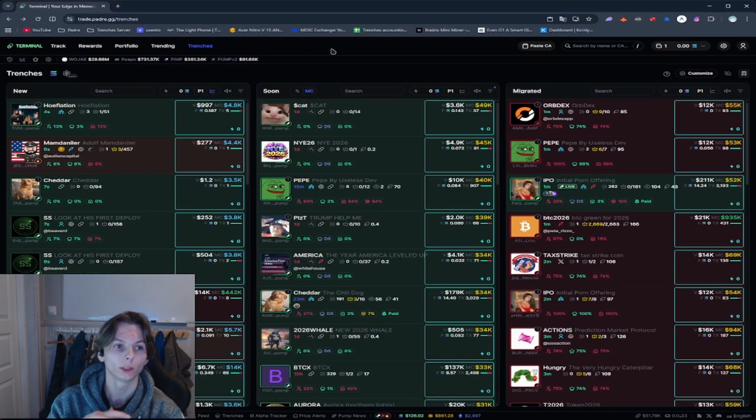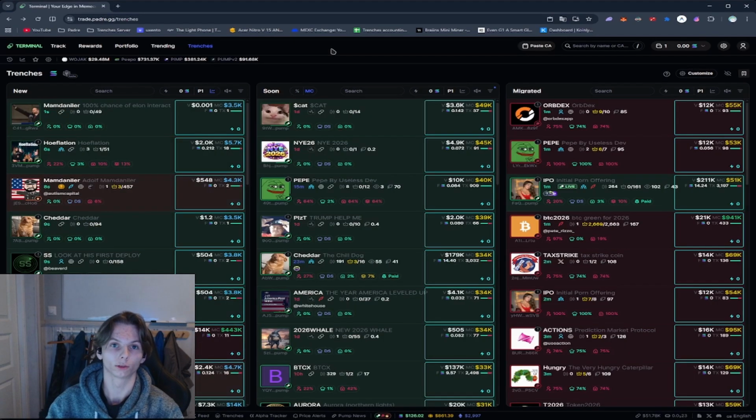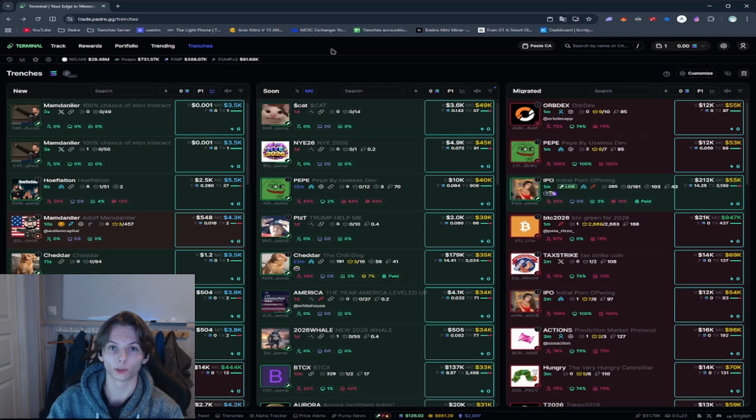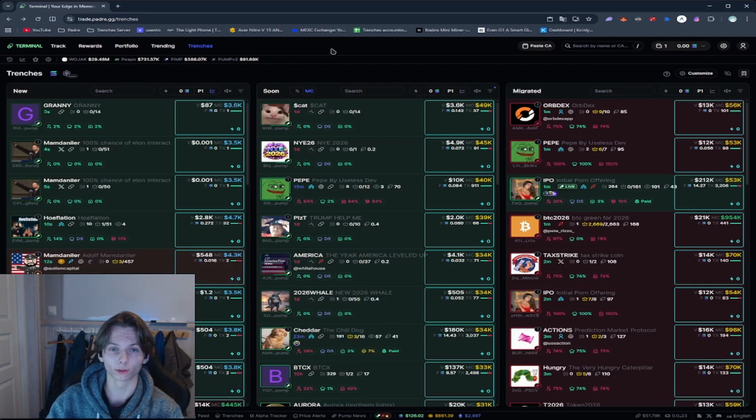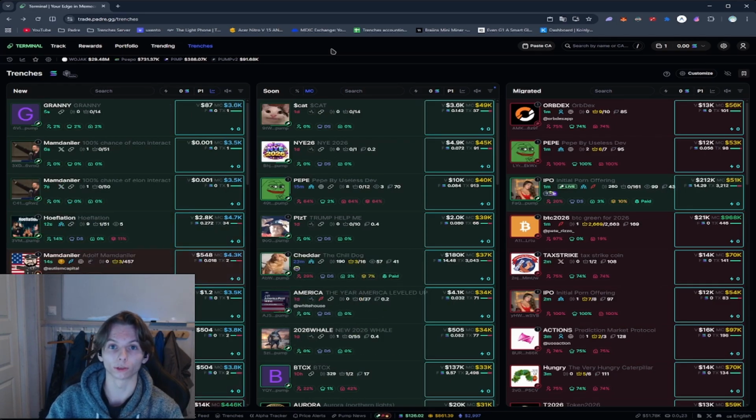Okay, so today we are going to talk about filters. Filters are one of the most important things you can use if you are new as a beginner to meme coins or just in general trading.